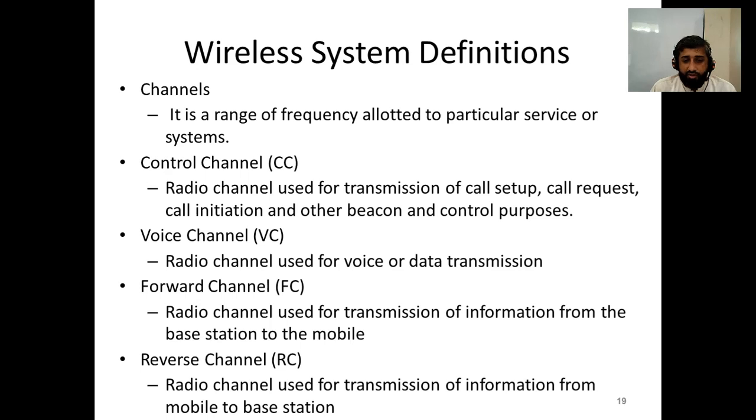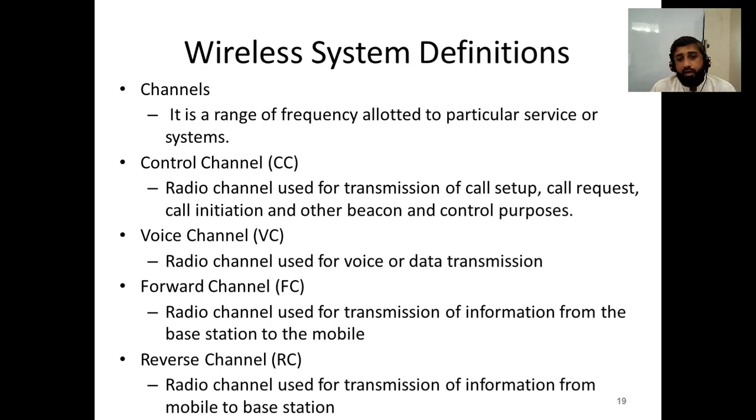There is a voice channel which is actually used for voice or data transmission. So once a call is set up through control function, it is handed over in the voice channel, which can be used for voice transmission or data transmission.